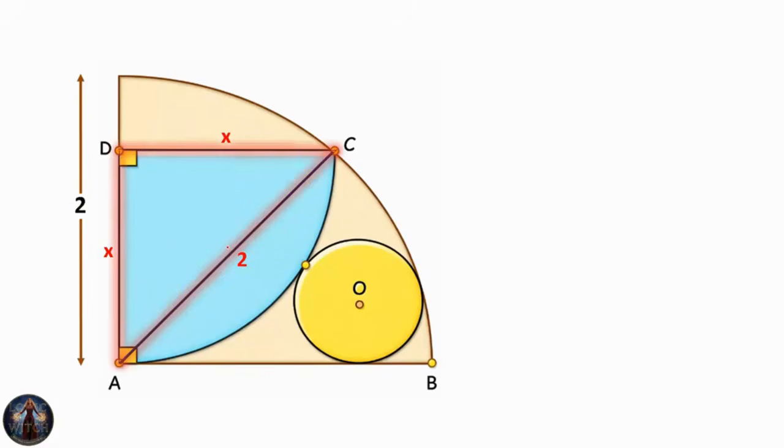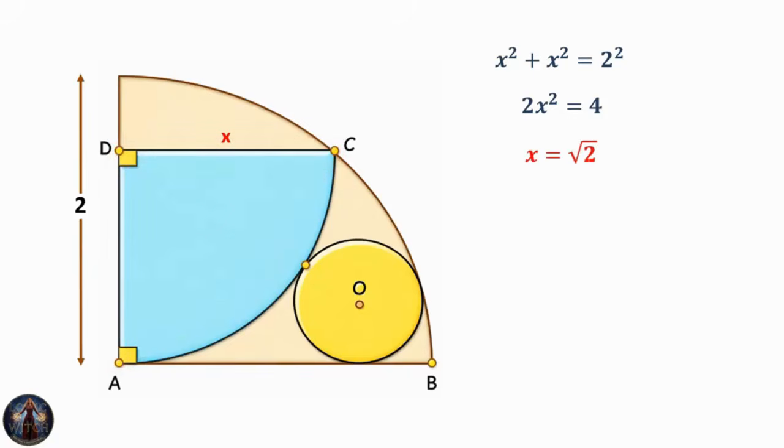Now we have this triangle, and in this triangle we'll use the Pythagorean theorem, and using it we'll get this expression, which on simplification will give me 2x² = 4, and therefore x is going to be root 2. Now as x is root 2, the radius of this blue quadrant is root 2, so CD is root 2. Now let's focus on the circle.